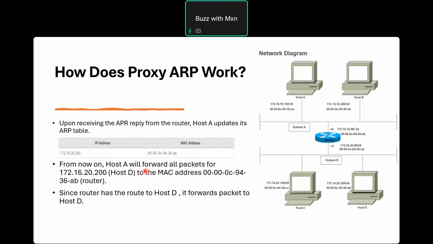From now on, host A will forward all the packets it needs to send to 20.200, that is host D, to the MAC address 36AB, the MAC address of the router interface. Since the router has the route to host D, it will forward the packet to host D once it receives it from host A.